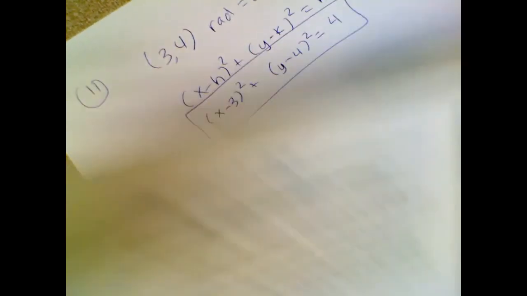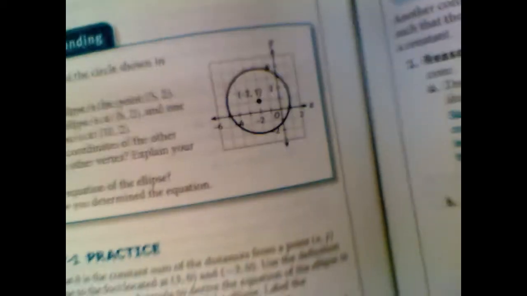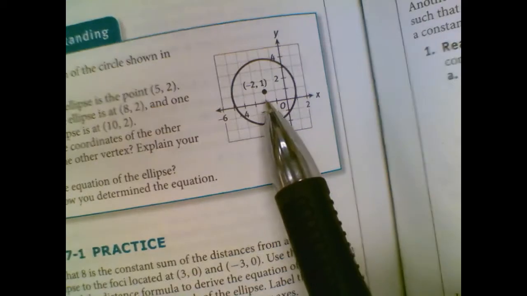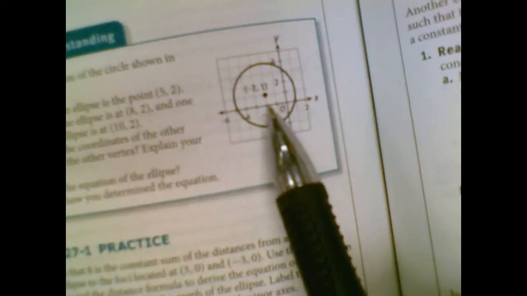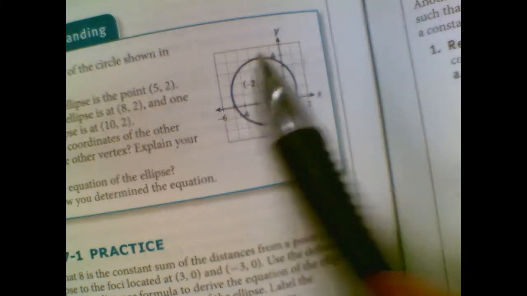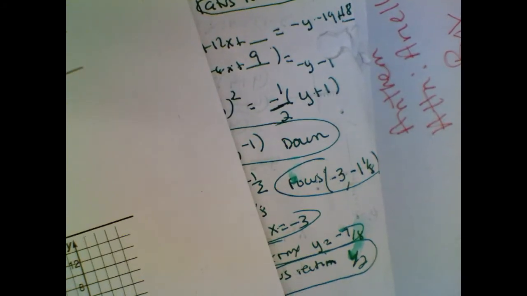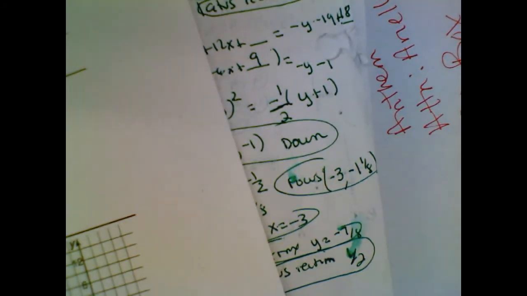All right, let me see if I can get this in here. So here's the picture. It looks like the center is -2, 1, and it looks like the radius is 1, 2, 3. Okay, so center is -2, 1, and radius is 3.